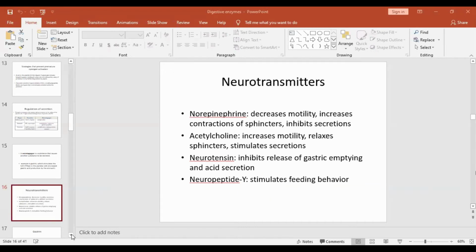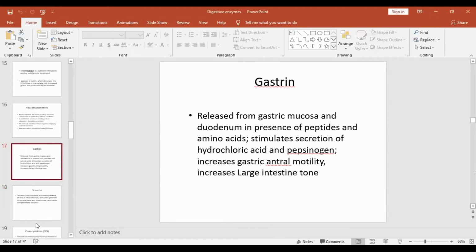Some of the examples of secretagogues: the hormone gastrin. After neurotransmitters, there are certain hormones that help with the secretion of other digestive enzymes. Okay, and they are secretagogues, meaning they help the secretions. Now about gastrin, it is released from the gastric mucosa and duodenum by the presence of peptides and amino acids. So when they are present in the GI tract, they stimulate the secretion of gastrin.